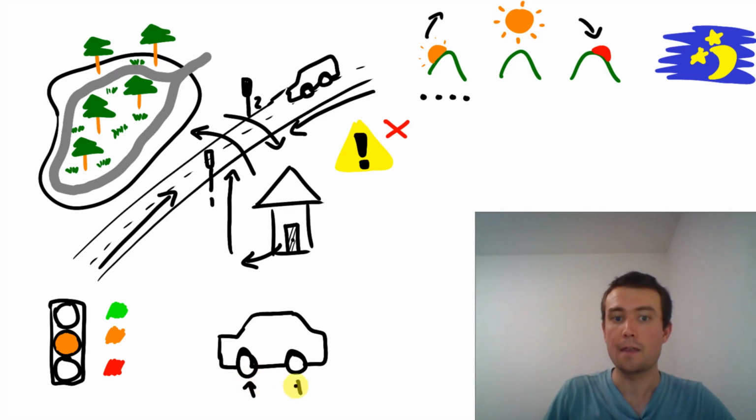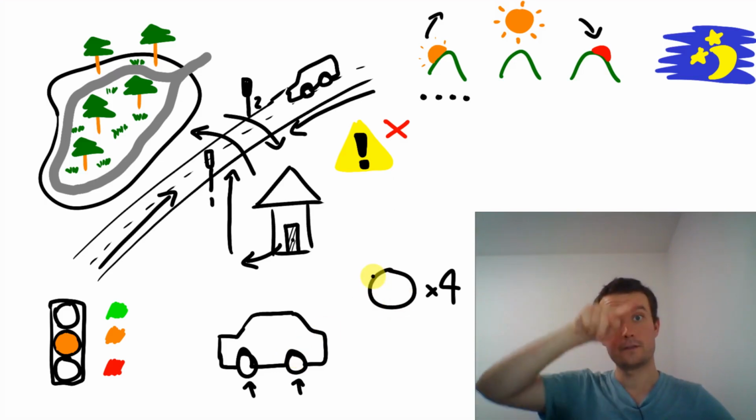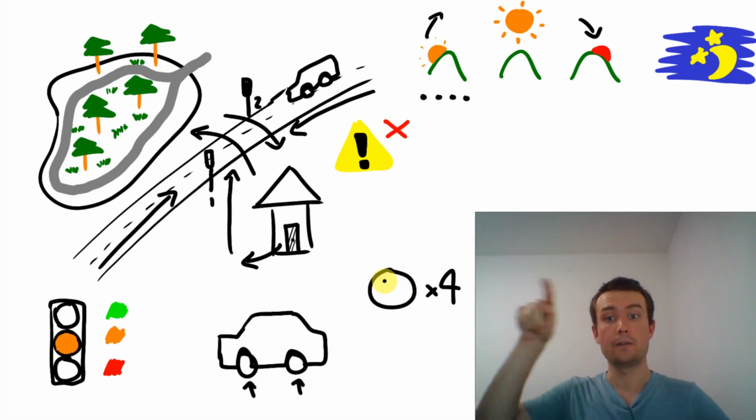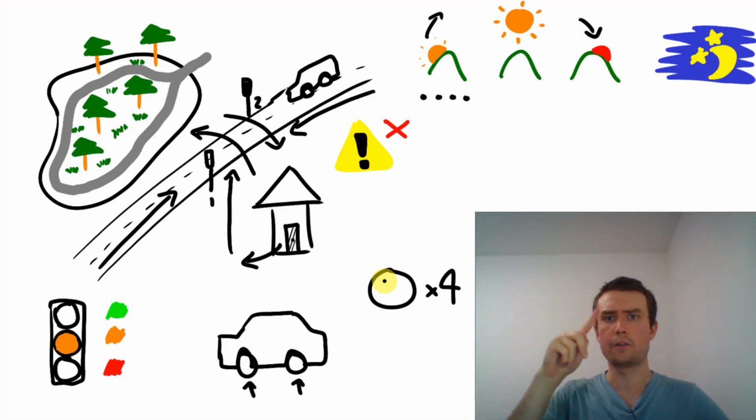These are the wheels of a car. A car has four wheels. The car's wheels go round. The car's wheels are going around slowly. Not quickly.